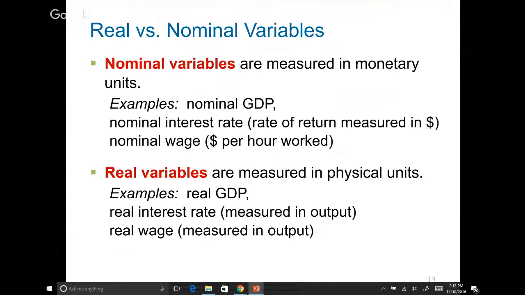And then a real variable is measuring real goods. So your real wage is how much stuff you can buy with the number on the paycheck. Okay, so remember the nominal wage is the number on your paycheck. Real wage is how much stuff you can buy with the money on your paycheck. Okay, that's a real wage.